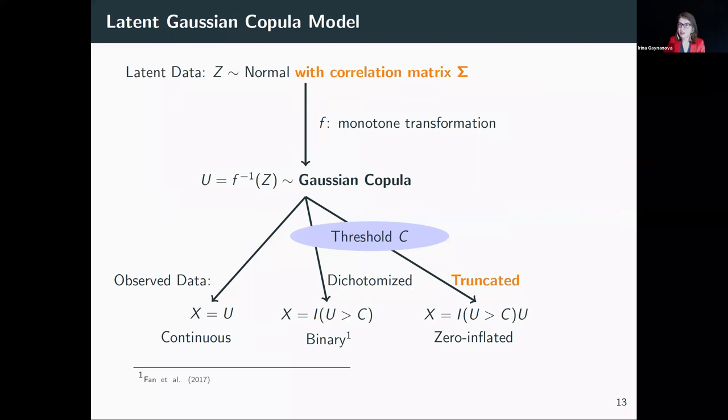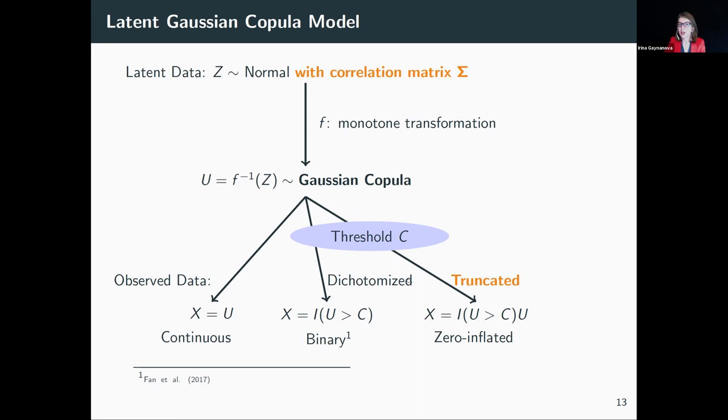So the second advantage, modeling of mixed data types, comes because we have this latent Gaussian layer. In other words, all of the features that you observe, whether they are continuous or binary or zero inflated, can be viewed as coming from latent Gaussian features with a common correlation matrix sigma. You then have the copula layer F, which gives you the Gaussian copula, so this is standard. And then from this Gaussian copula, you can do extra transformations to account for variable data types. If you just take the Gaussian copula as is, then that could be used to model continuous data. If you introduce a threshold and dichotomize, that is above the threshold one, below the threshold zero, then you can model binary data.